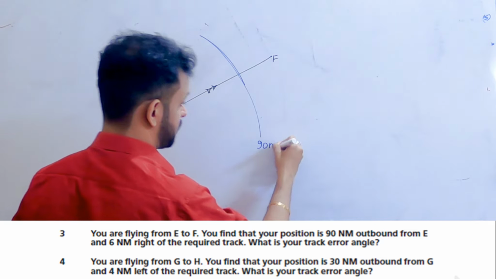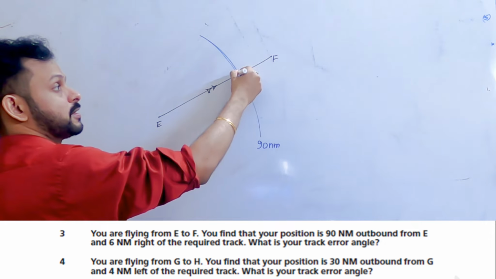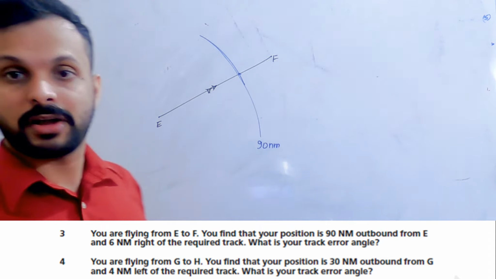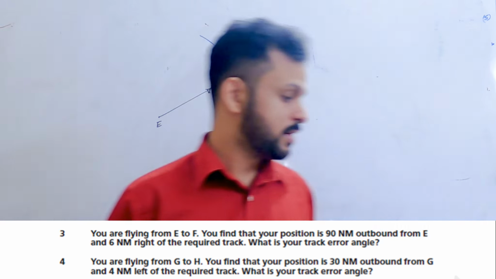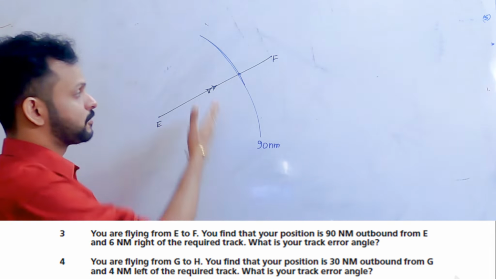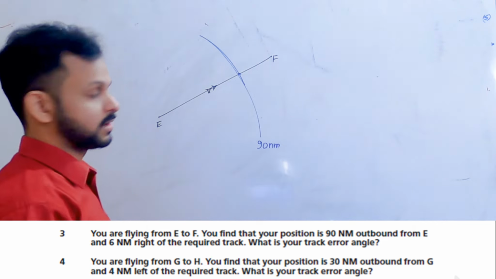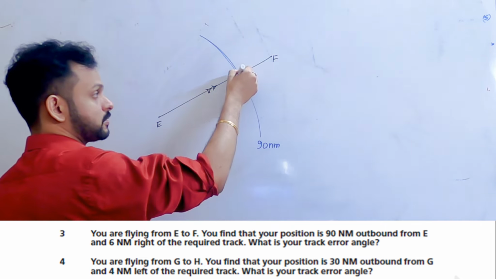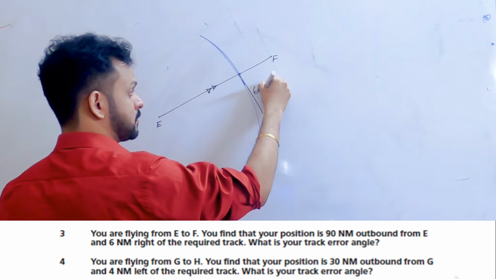So now 90 nautical miles outbound from E, and if you are on track, you're supposed to be here, but unfortunately you drifted away because of the wind or because of poor navigation techniques. You drifted off, and you are now 6 nautical miles right of required track. So be very careful to place the aircraft at the actual site. So here you're right of track, which means somewhere here. And how much is that? 6 nautical miles, to right.